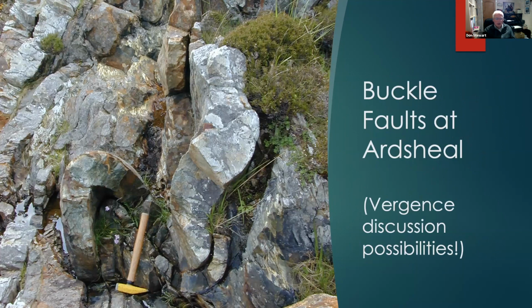On the same peninsula, lots of buckle folding is in evidence, where you can measure it, look at it, and discuss its relevance to the greater folding picture in the area. The Ardshiel Peninsula is a massive syncline, but there are lots of these parasitic folds that give you vergence ideas as to what the structure is. So quite a nice example, a very visible one.